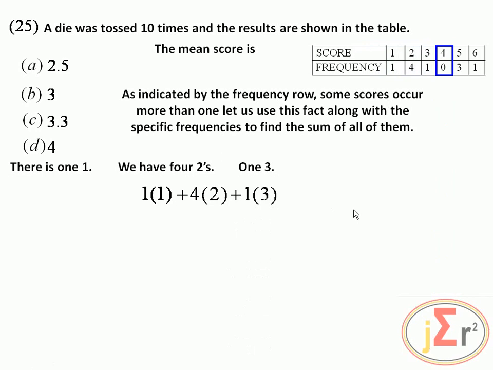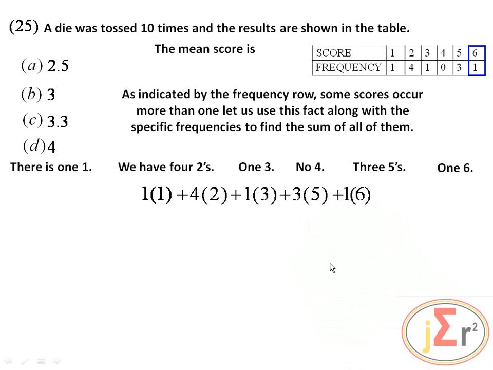And we could have put 0 multiplied by 4, but because we know that it is immaterial, we do not have any product for 4. We have a product for 5 because we have 3 5's. And of course we put them in right there, 3 5's. And no doubt 1 6. So we have 1 1, 4 2's, 1 3, 3 5's, and 1 6.